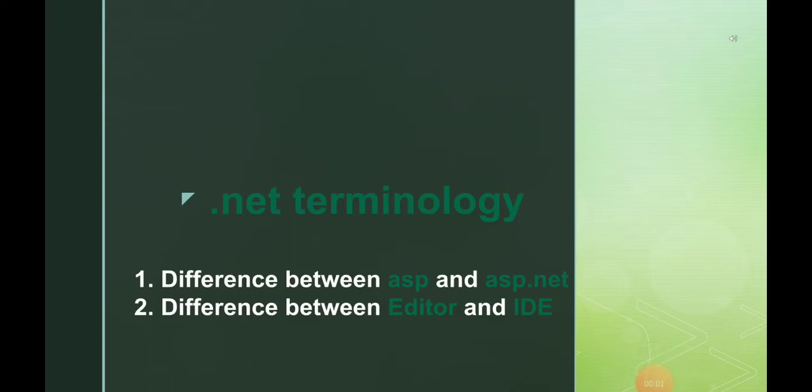Hi everyone, today we are discussing .NET terminology. After the completion of the video, we will understand two things. First is the difference between ASP and ASP.NET, and second is the difference between editor and IDE. So let's start with the video.